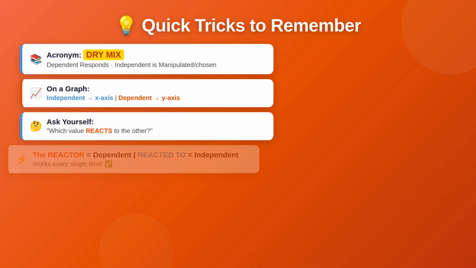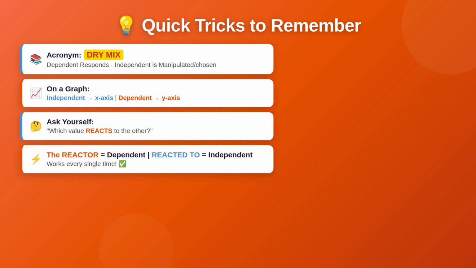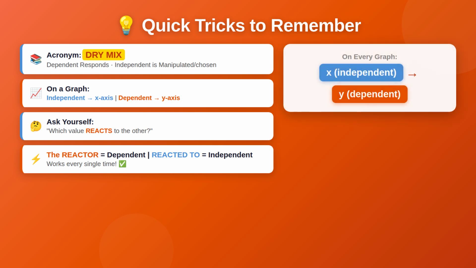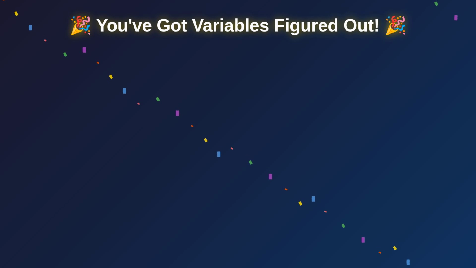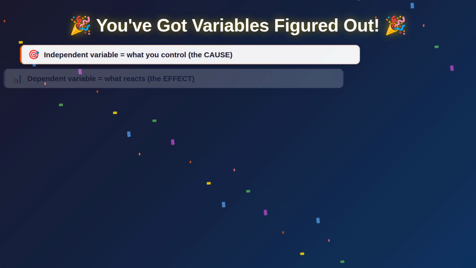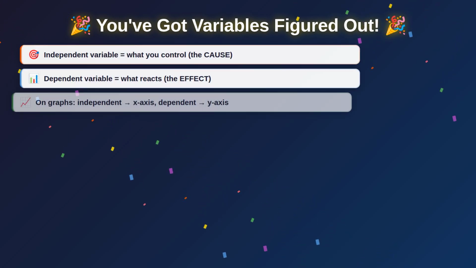Before we wrap up, here are some memory tricks that'll stick with you forever. Math teachers love the acronym DRY MIX. Dependent variable responds. Independent variable is manipulated or chosen. When you see a graph, remember, independent goes on the x-axis, dependent goes on the y-axis. And the best trick of all, just ask yourself, which value reacts to the other one? The one that reacts is always dependent. The one it reacts to is always independent. Write these down, put them on a sticky note, whatever helps. These tricks work every single time.